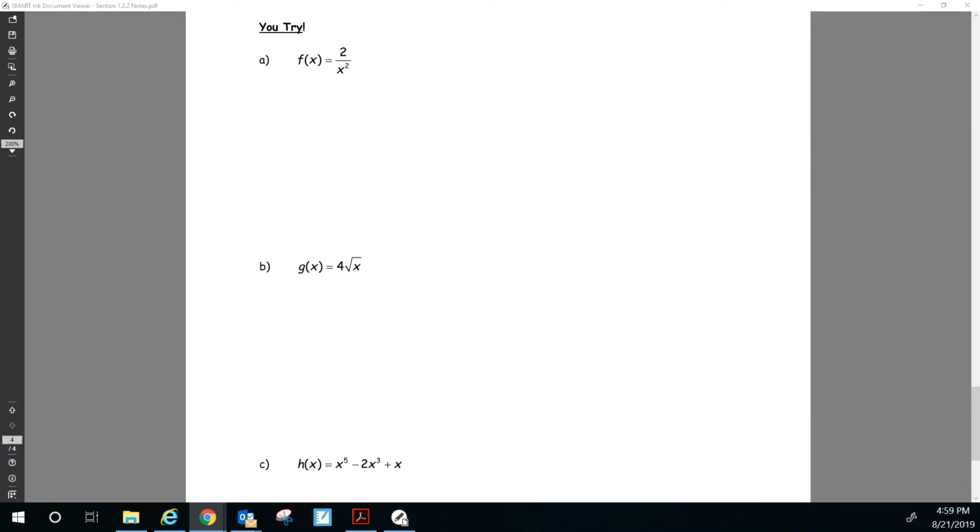This here is your try-it for even and odd functions. Don't graph it. I want to see if you can do this algebraically. So try these three functions, test them algebraically to see if they're even, odd, or neither. And remember, to test it, you're going to plug in negative x into the function and see if the sign changes for every term.